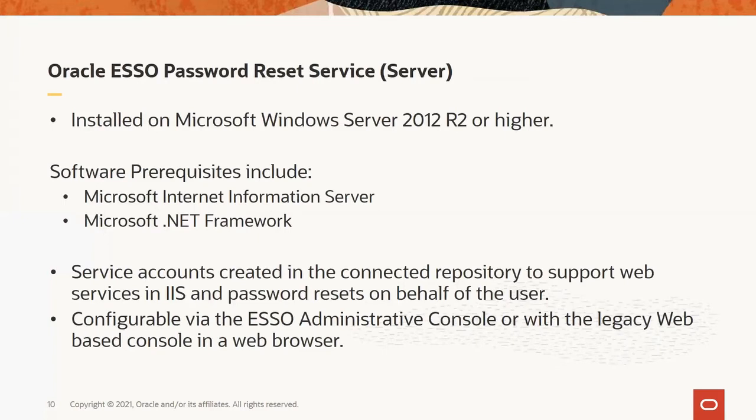There's Microsoft .NET Framework, which is the underlying engine for the password reset service running on the Windows server. Password reset service uses accounts from the connected repository to support web services in IIS and password resets on behalf of the user. Administrators can configure password reset server settings and questions from either the password reset tab in the ESSO administrative console or with the legacy web-based admin console in a web browser. They can also use the admin console interfaces to view and manage user enrollment and account statuses, such as lockouts.